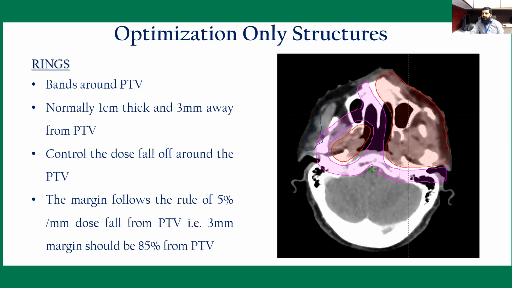Then we have rings. Rings are just bands surrounding the PTV. They normally have a thickness of around 1 centimeter, or it can be around 1.5 centimeter. And they are 3 millimeter away from the PTV, following the rule that the dose falls 5% per millimeter from the PTV, so a 3 millimeter margin should be introduced so that we have 85% blockage of the dose from the PTV.